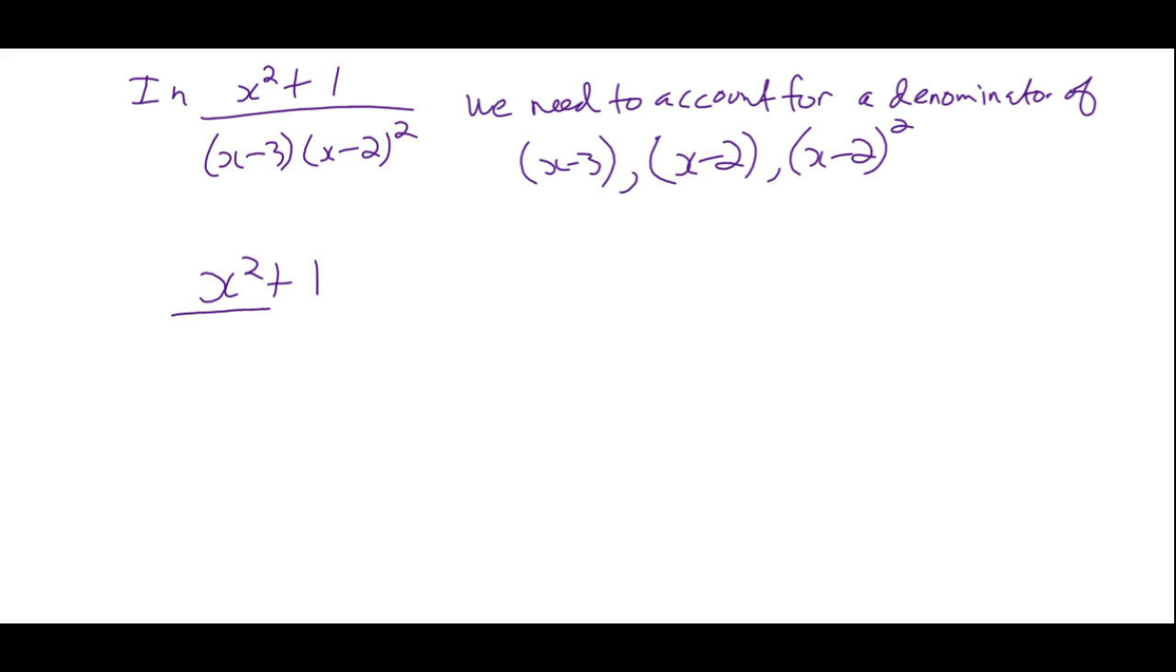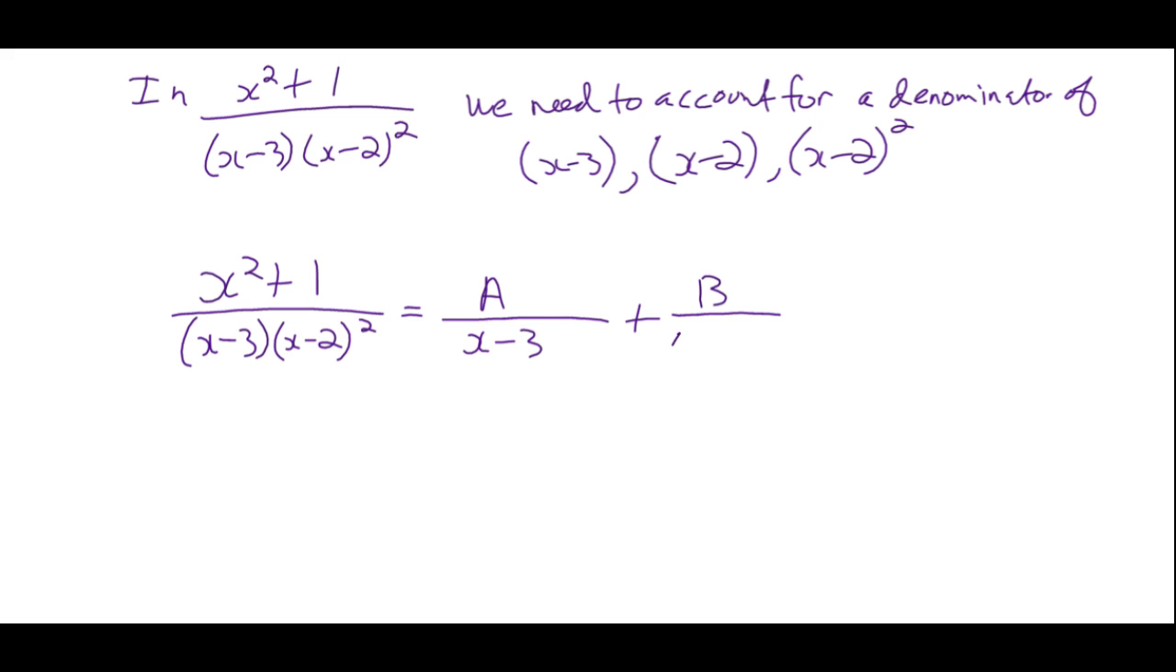x squared plus 1 over x minus 3 times x minus 2 quantity squared is A over x minus 3, you could just have a single x minus 2, and you could have an x minus 2 squared. So basically if you see a squared in the denominator, when you go to write the partial fraction, you have to say, oh, I could just have the thing to a power of 1, or I could have that thing that's being squared to a power of 2. That's how we have to write it out.